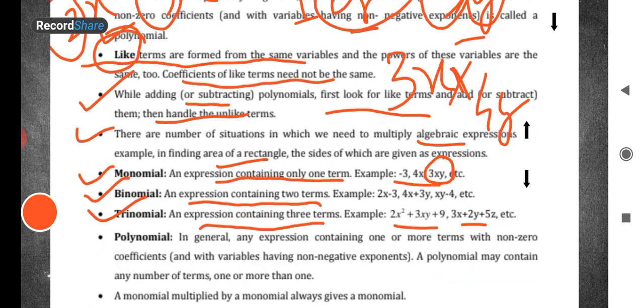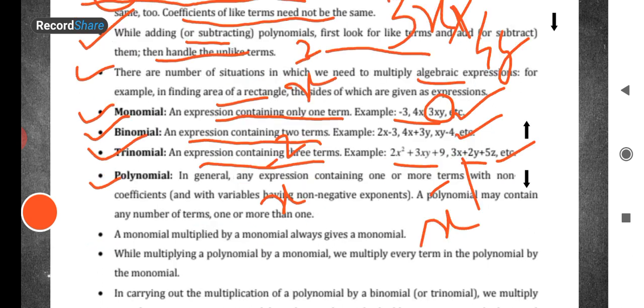Now polynomial. Polynomial means, in general, any expression. Like this expression will also be a polynomial, this expression will also be a polynomial, and this also a polynomial. It contains one or more terms with non-zero coefficient, so non-zero means the coefficient should not be 0, and with variables having non-negative exponents. A negative exponent should not be there. Negative exponent means x to the power minus 1, or x to the power minus 2. So there should be non-negative exponents, then that is called a polynomial. If there is a negative exponent in the expression, then that is not a polynomial.